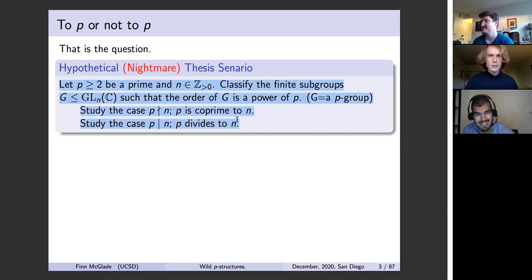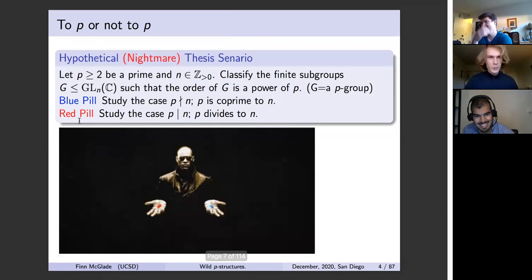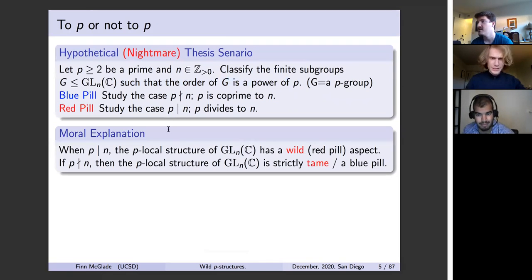Some of the point of this talk is that I'd like to convince you that this is really one of these red pill versus blue pill scenarios. You should expect the case when P divides this integer n to be significantly more complicated than the case when P is coprime to n. I'll give you some moral explanation for this. This is really just an excuse to introduce some terminology.